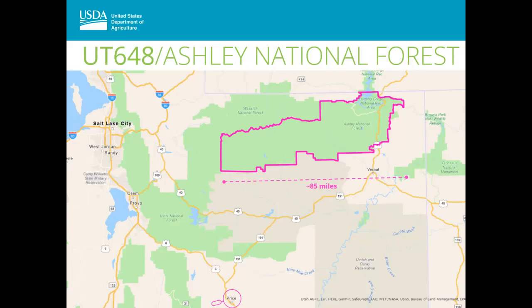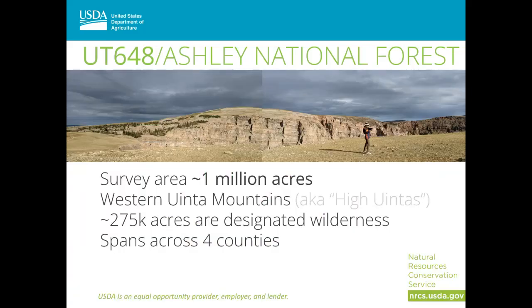So the forest is surrounded by arid basins to the south and the north. It was first home to indigenous Ute people, and the Ashley began as the Uinta Forest Reserve in 1897 and was officially designated the Ashley in 1908. And the forest itself is about 1.5 million acres. The survey is about 1 million.